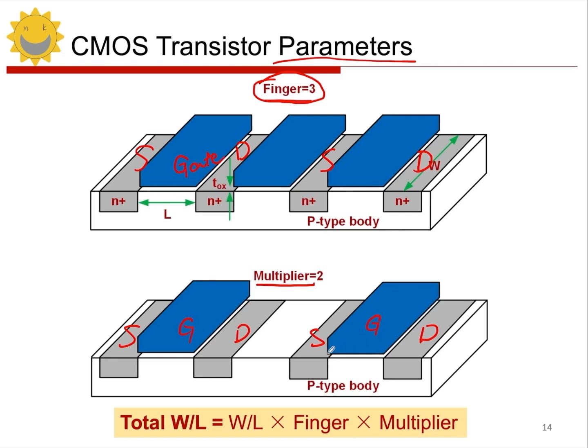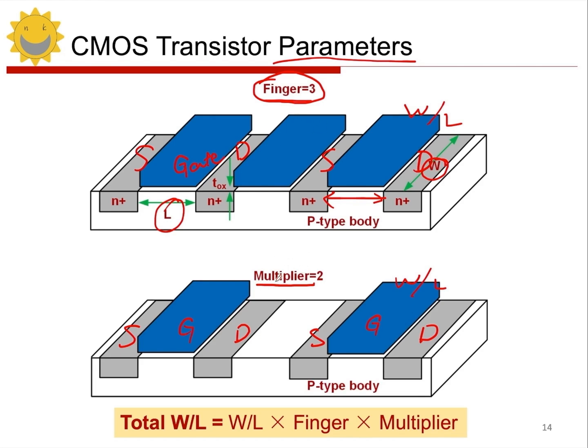If I input finger equals 3 and multiplier equals 2, then what is the actual width to length ratio of the transistor? We calculate the total W/L as follows. The total W/L is the single finger's W/L multiplied by the number of fingers and then multiplied by the number of multipliers. For example, if finger equals 3, that means we have 3 segments. Each segment has a width to length ratio of W/L. Since these 3 segments are connected in parallel, we connect the sources together and the drains together, so in the end these 3 fingers are in a parallel configuration. Thus, for a transistor with finger equals 3, its width to length ratio is W/L multiplied by 3.